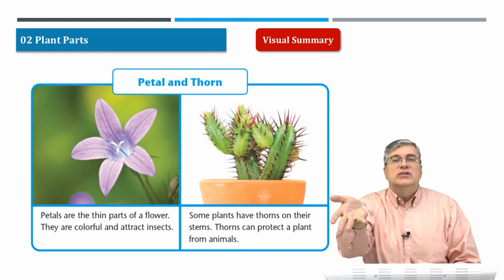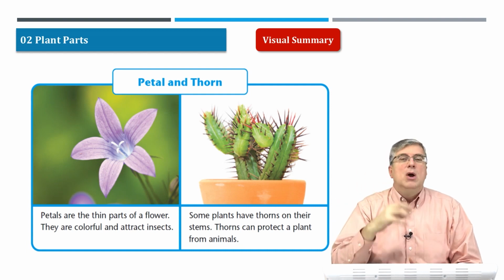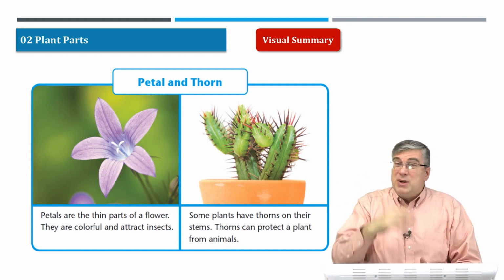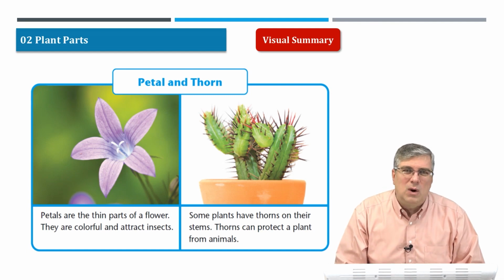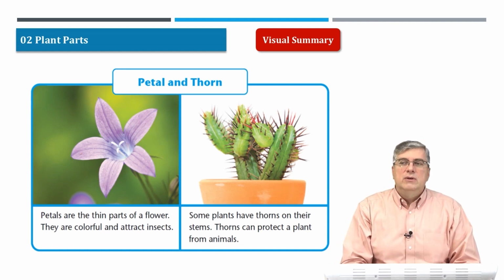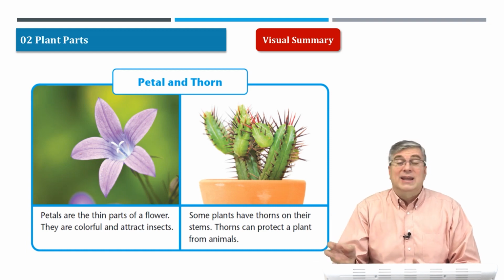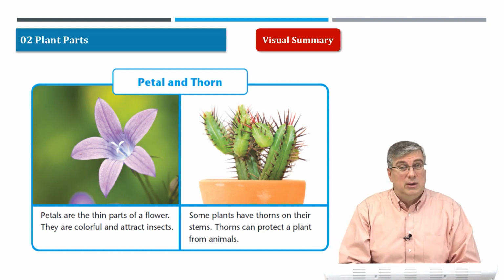So the animals can just go and drink from the stream, or they can drink from the lake. But in the desert, there isn't any water. So what do animals do? They think, well, if I eat the plant, it has water in it. And many cacti do have water in them.